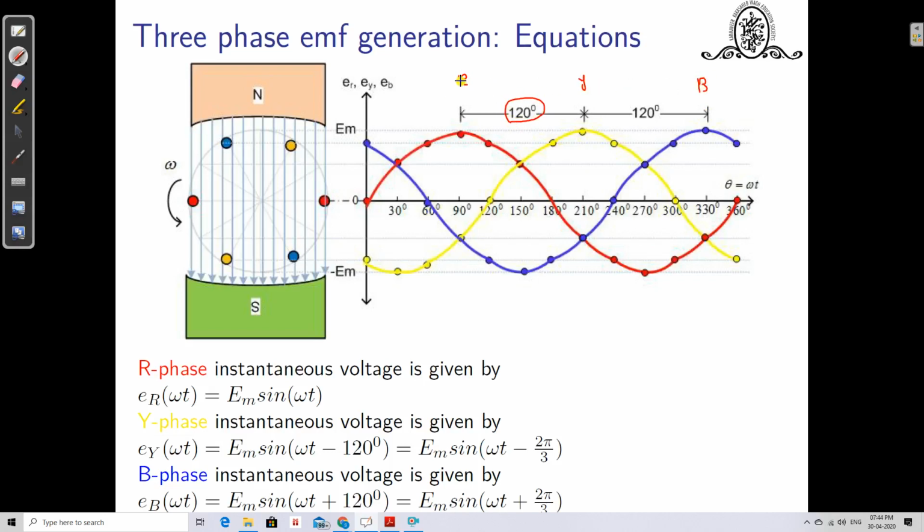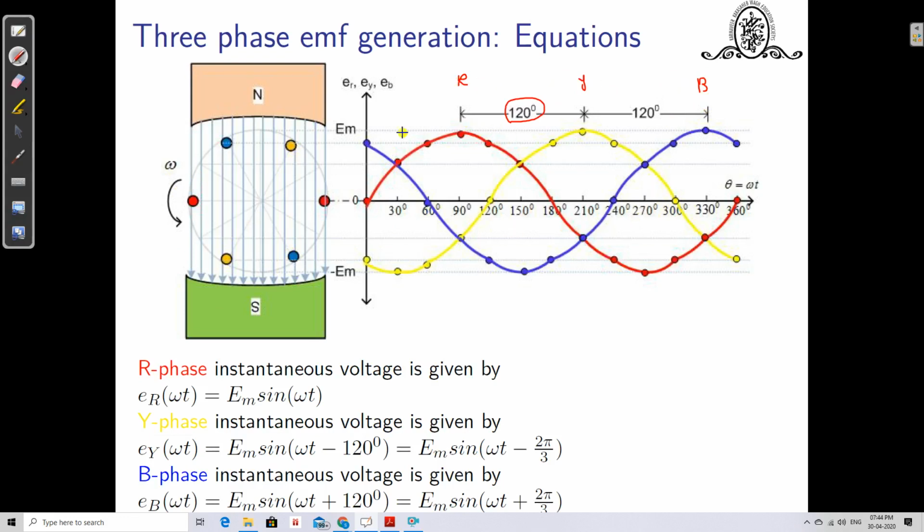Its phase sequence is RYB. It is rotating with the phase sequence RYB. Suppose instead of the yellow conductor, if you place the blue conductor here and the yellow conductor here, then the phase sequence will be RBY. Or you make the rotation in the opposite direction, then the phase sequence will be RBY.